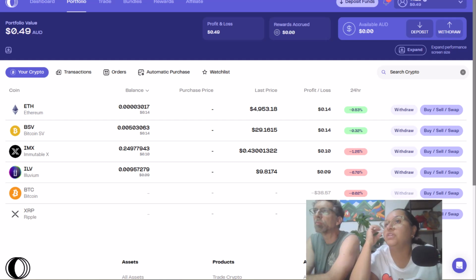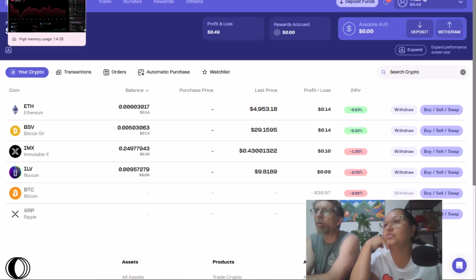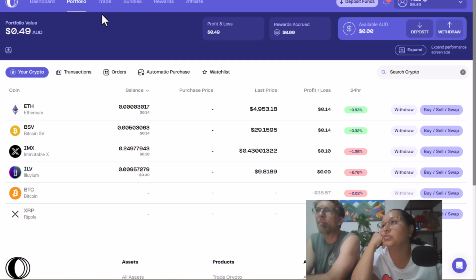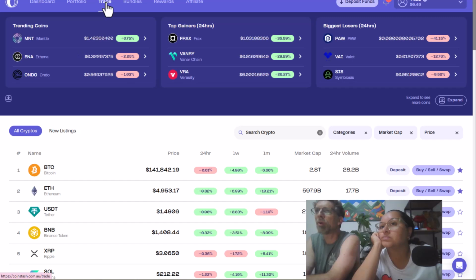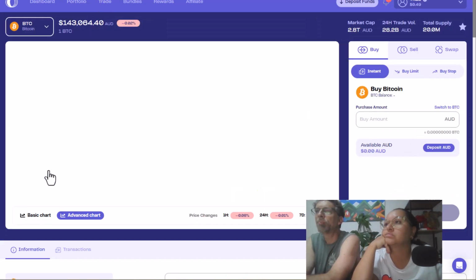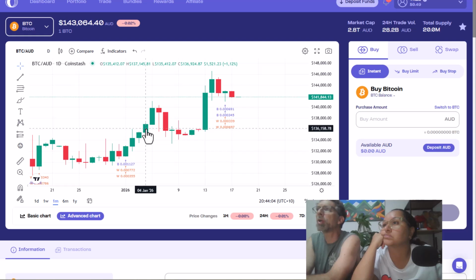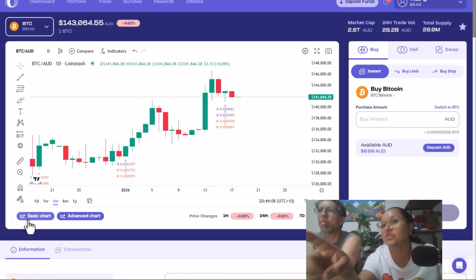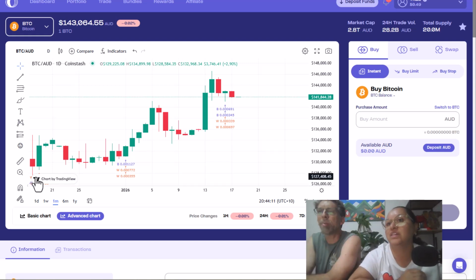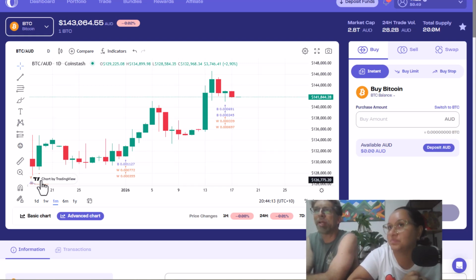Do we have TradingView here or some sort of tool? Let's find out. So if I go to trade, let's say I pick Bitcoin. So here come the charts. Basic chart, advanced chart, and let's see. Oh, it is TradingView. Look at the icon. Where do you see it? Yeah, there it is. Chart by TradingView. So TradingView is embedded in this.